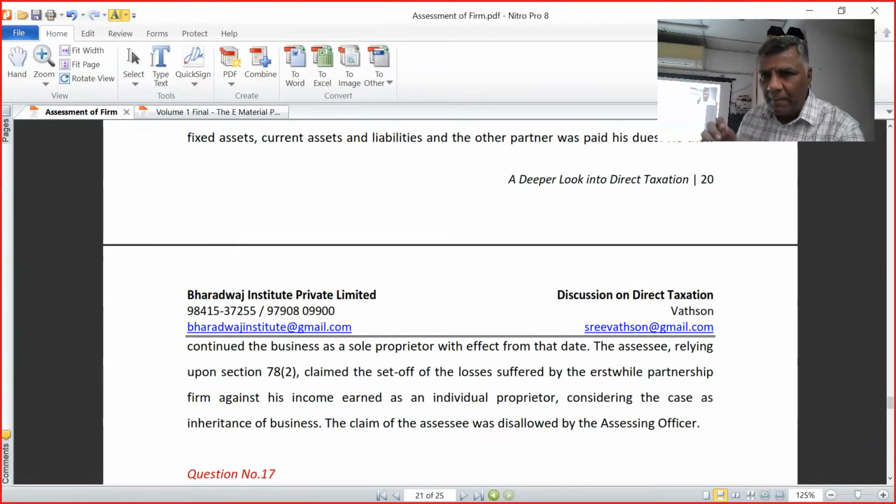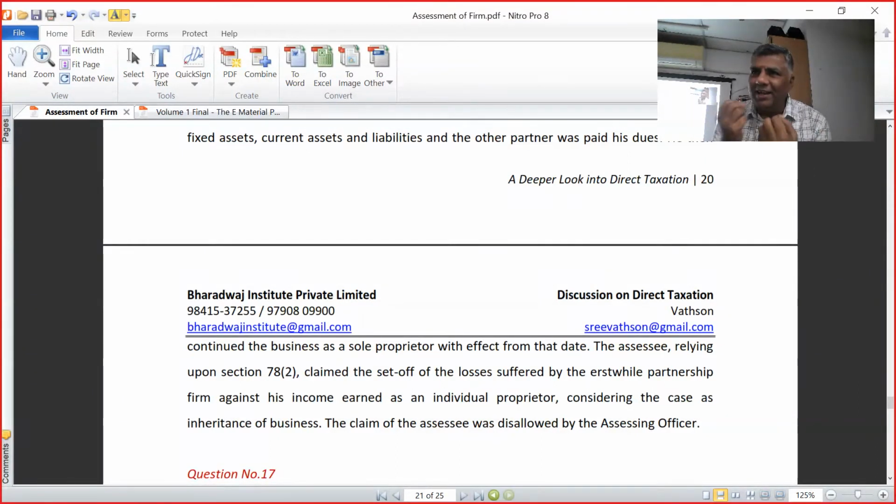Please understand. Losses can be carried forward and set off by the same assessee who has incurred such loss. However, amalgamation, demerger, conversions, provided all conditions under 47 are satisfied, you can.